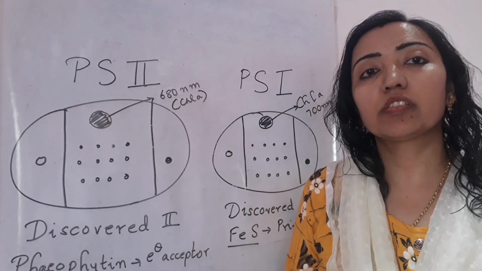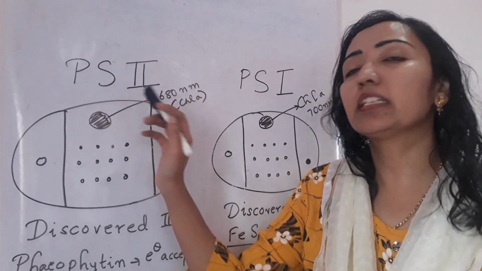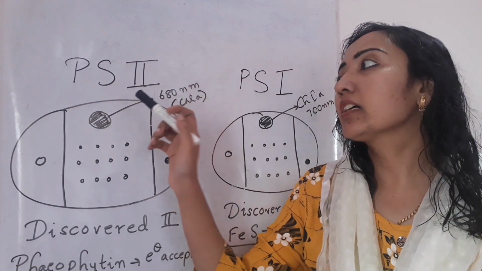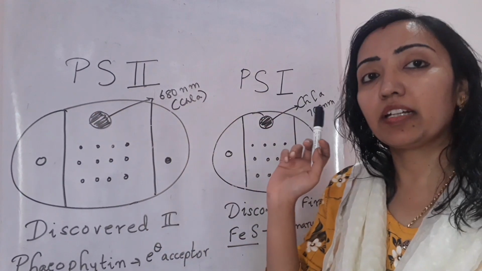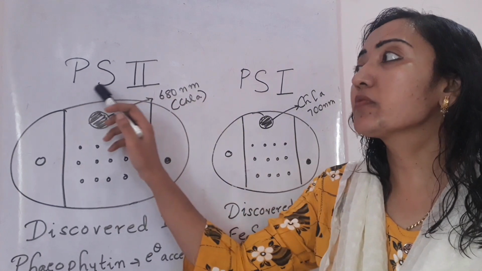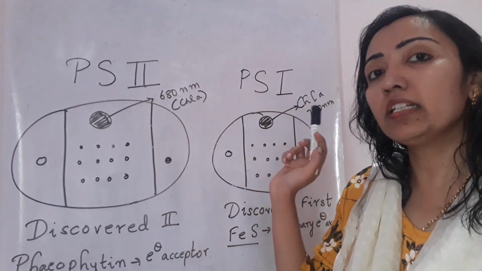Let us see the photosystem. There are two photosystems in the light reaction, that is photosystem 2 and photosystem 1.